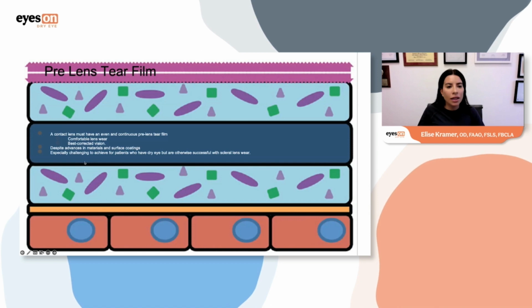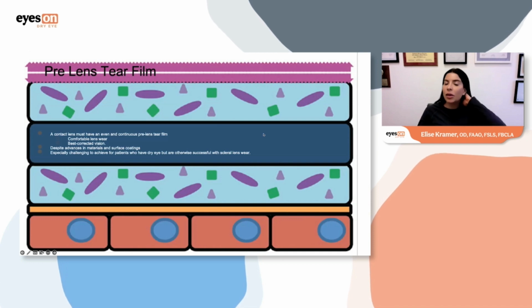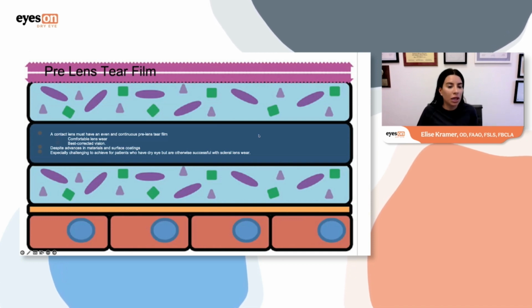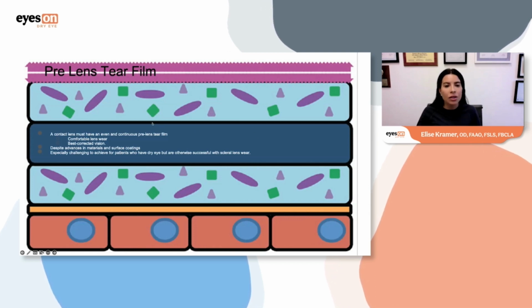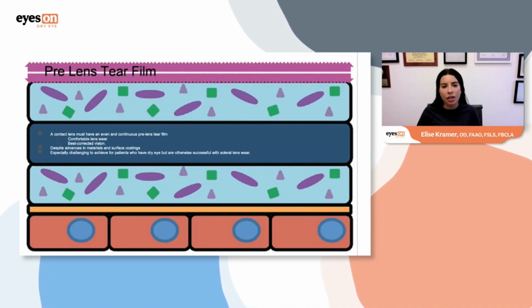So a contact lens must have an even and continuous pre-lens tear film. We talked about the post-lens tear film a lot. We talked about the tear film reservoir, which is the post-lens tear film, but we haven't yet talked about the pre-lens tear film. The pre-lens tear film has to be optimized to have comfortable lens wear and to have best corrected vision, because this is going to be the first refractive index that light is going to touch before it gets to the lens.